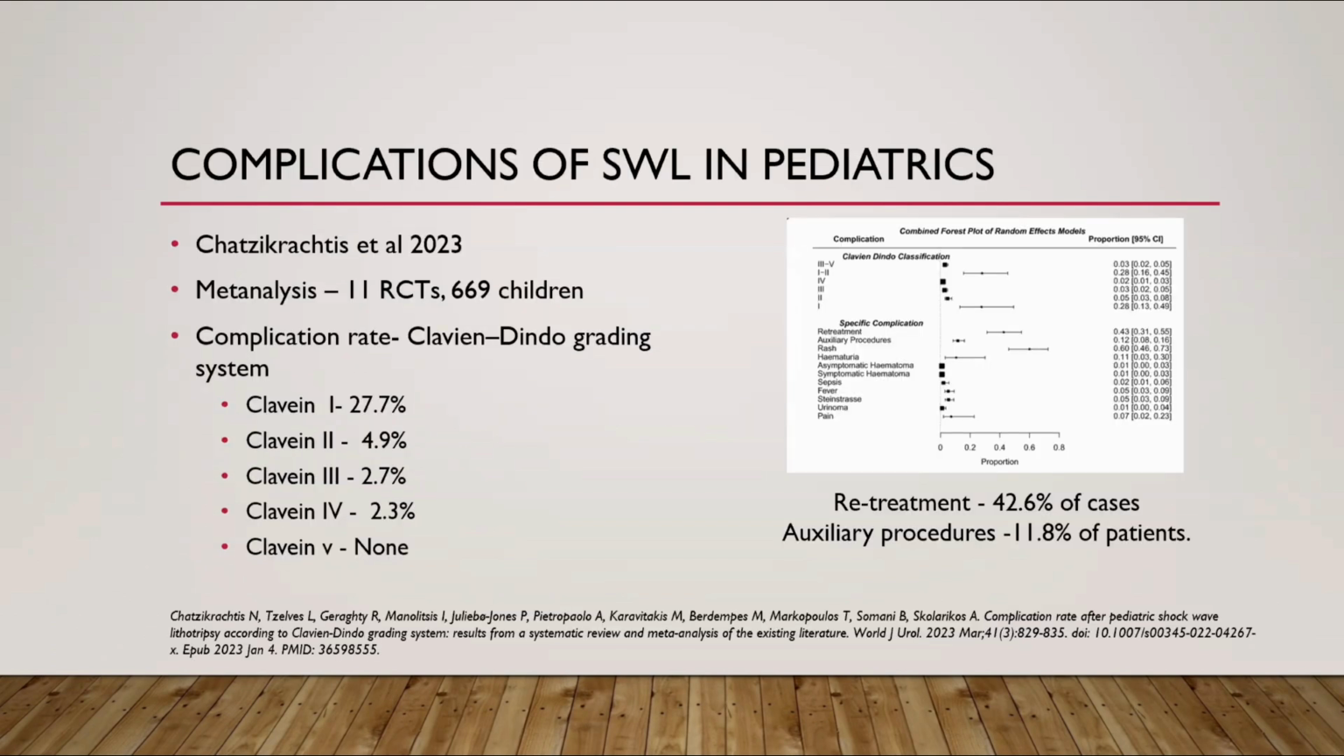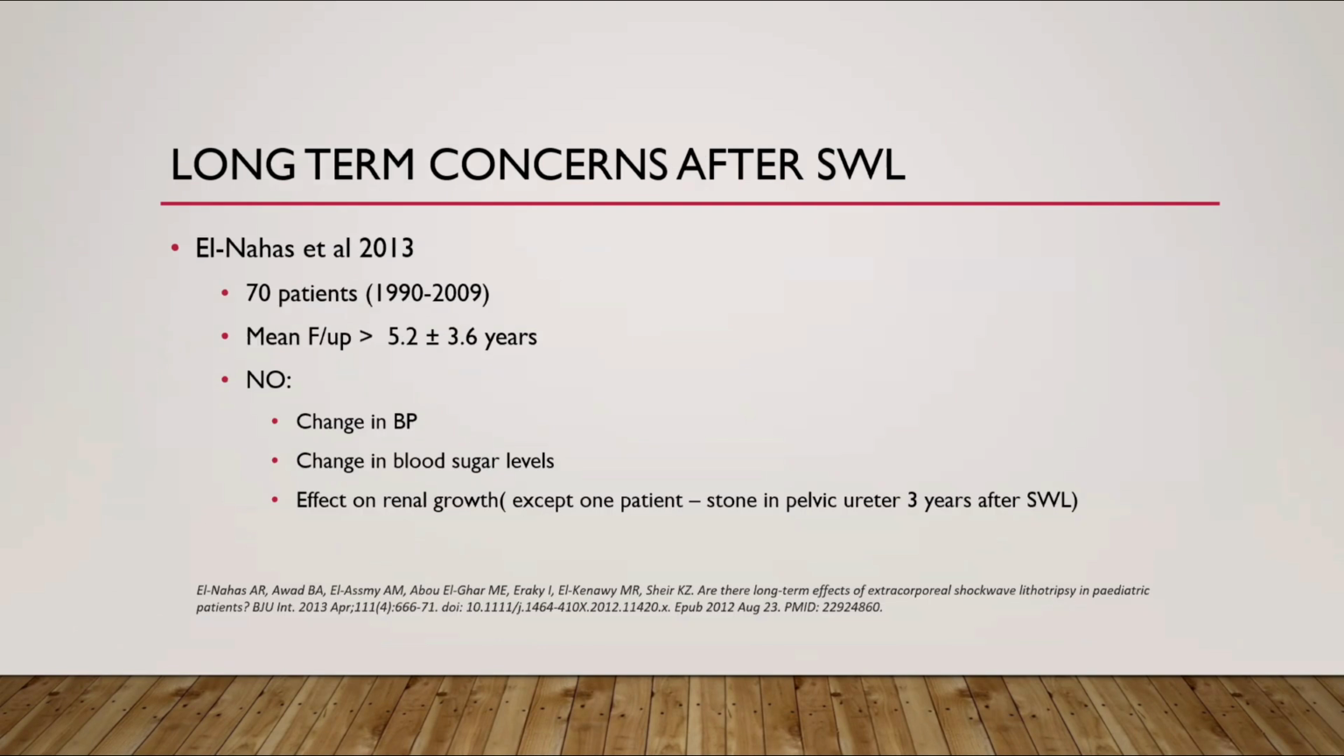A meta-analysis looking into the complications of ESWL in pediatric patients found minor complications in approximately 28% of patients and major complications in only 3% of patients. These complications mainly included sepsis, urinoma, and symptomatic hematoma. Gross hematuria was the most common complication, and auxiliary procedures were required in 11.8% of patients and mostly included stent placement, while retreatment was required for 42.6% of the patients.